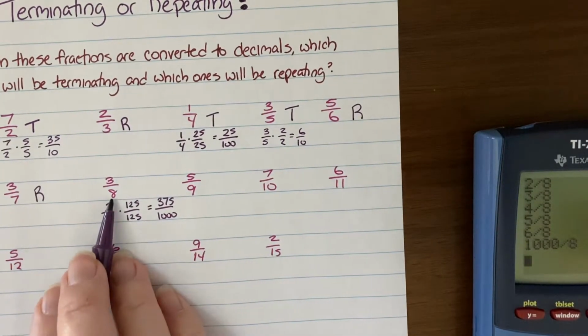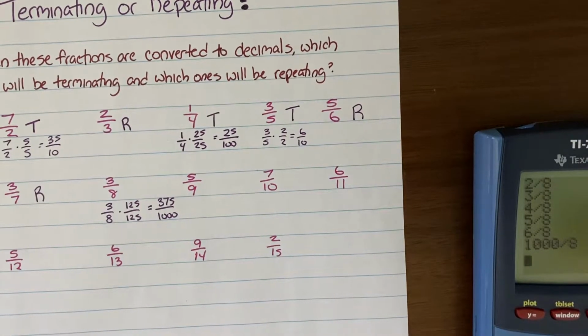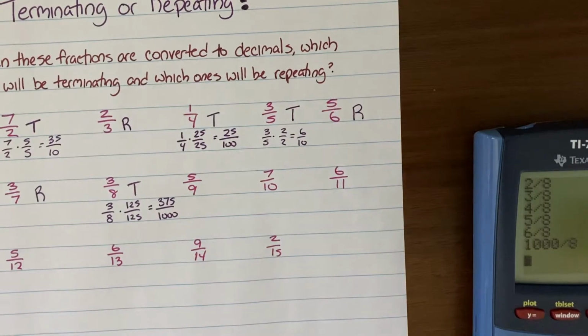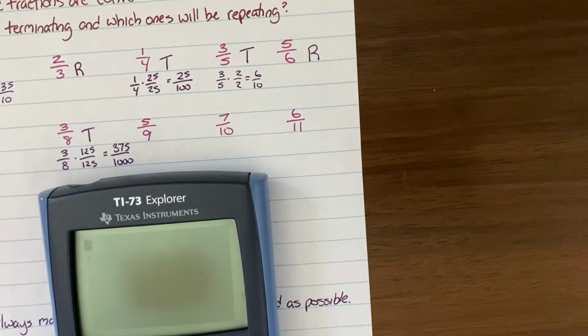So because 8 is able to be scaled up to a power of 10, like 10 or 100 or 1,000, I know that it's going to be a terminating decimal. What about nines? Let's check the nines.